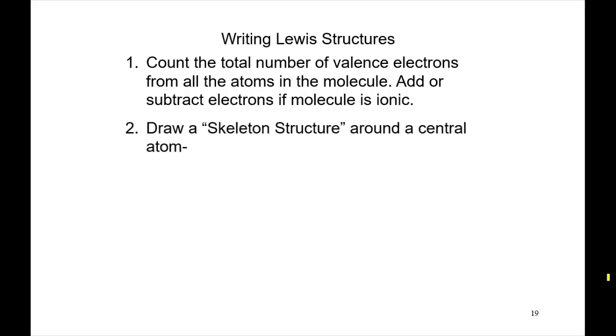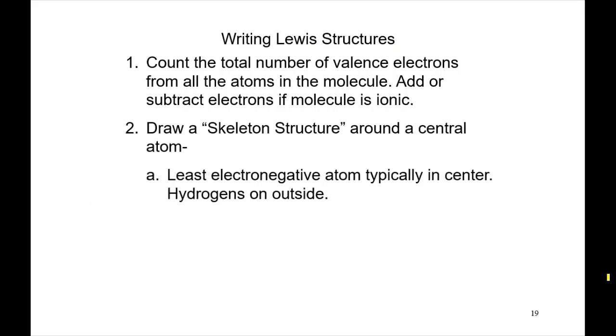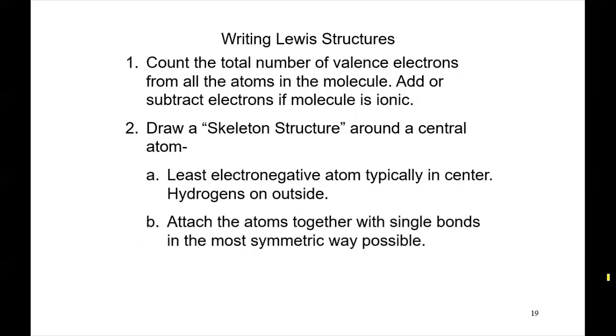Secondly, I'm going to draw a skeleton structure. In Lewis structures, you don't build from the left to the right, you build from the center out. Typically, the least electronegative atom is going to be in the center, with the exception of hydrogens, which are always going to be on the outside. And then I connect all the atoms with single bonds in the most symmetric way possible. In other words, I connect them towards the center atom, not to each other on the outside.